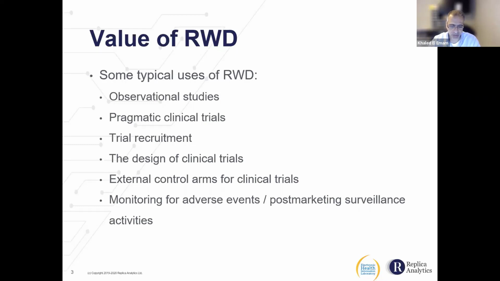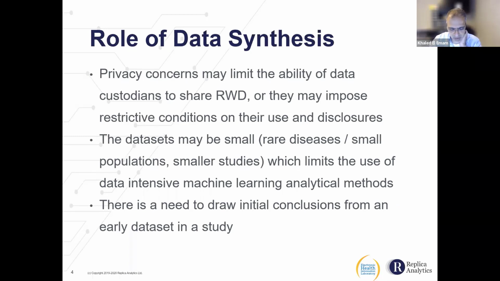So access to real-world data for recruitment and site identification can also be a key role for having much more efficient clinical trials. So these are just examples of high impact applications of real-world data. So let's talk about data synthesis and where that fits in with this picture.